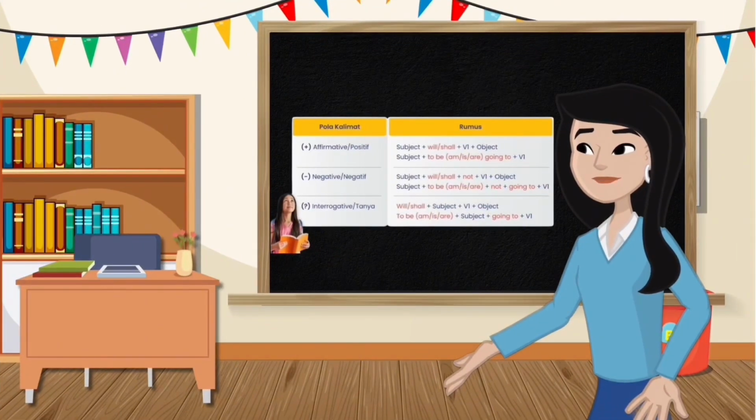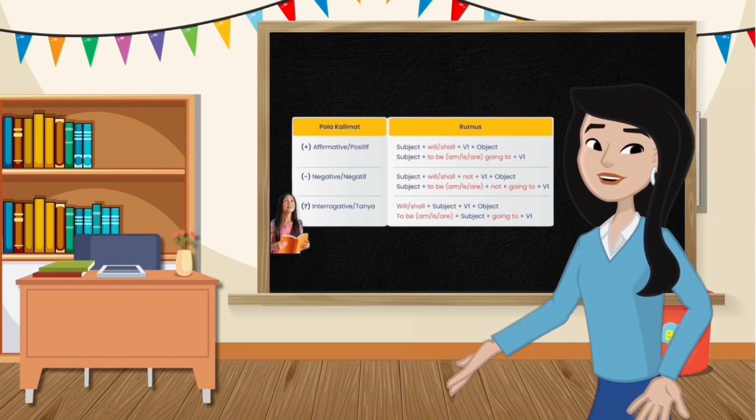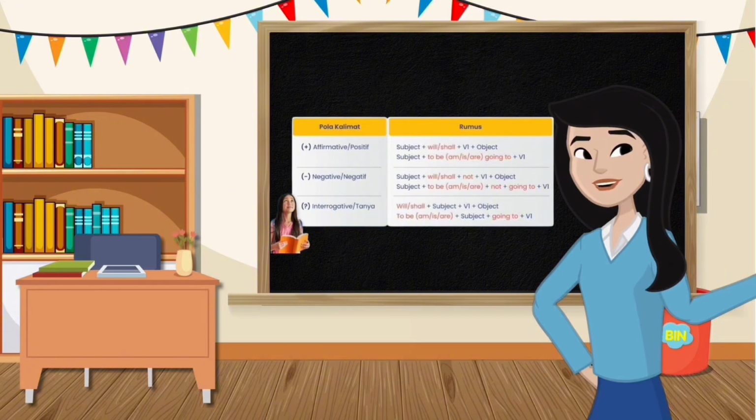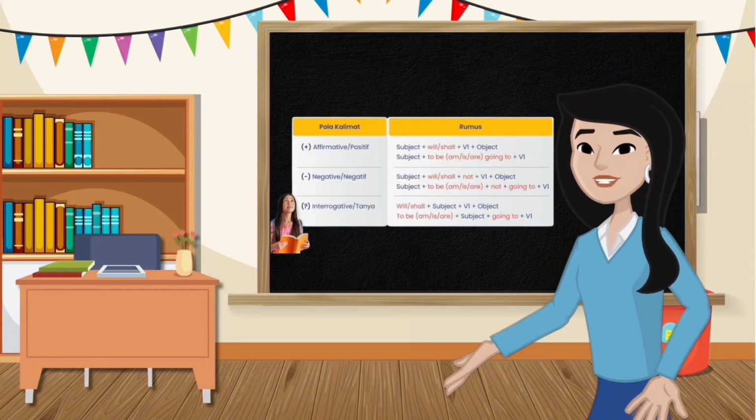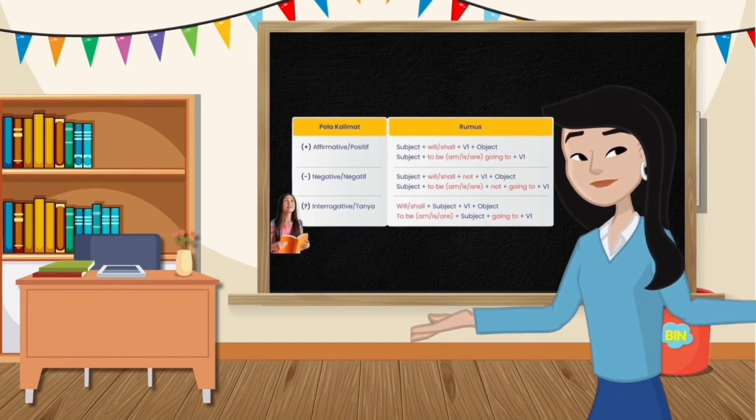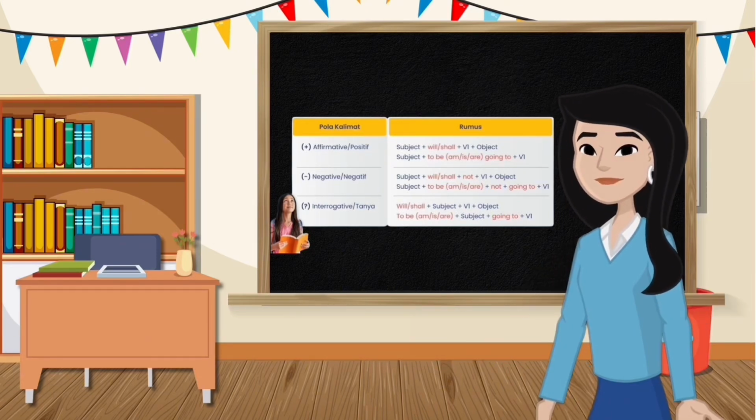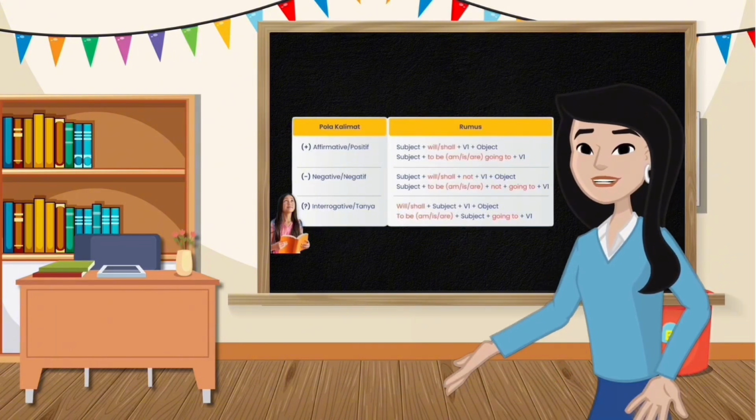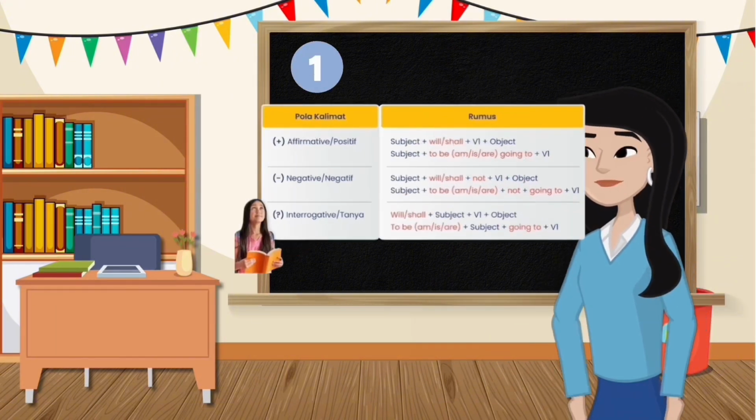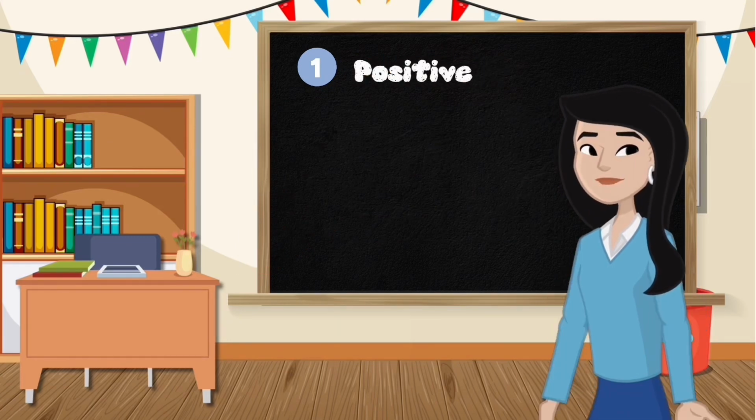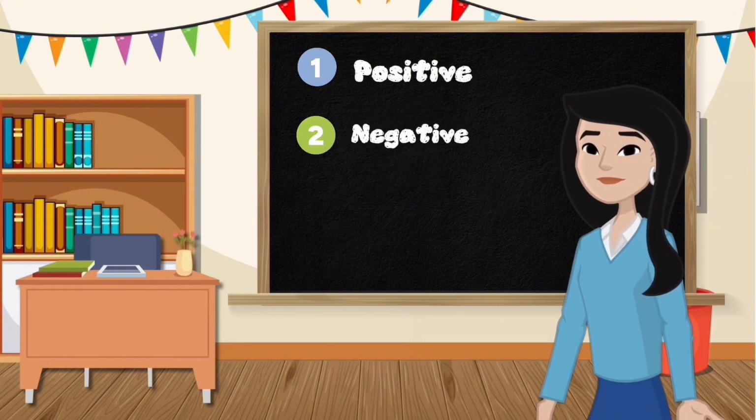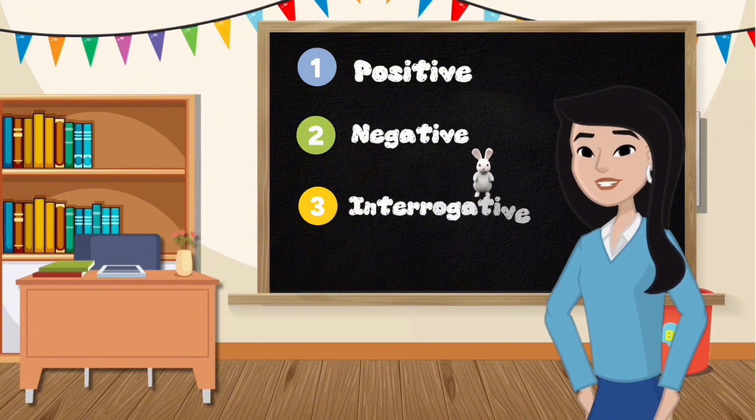Okay, everyone. Now that we know what the simple future tense is and when we use it, now let's learn the formula of the simple future tense. Don't worry, the formula is very easy if you understand. So, in the simple future tense, there are three sentence patterns that you need to remember. The first is positive, the second is negative, and the last is interrogative.